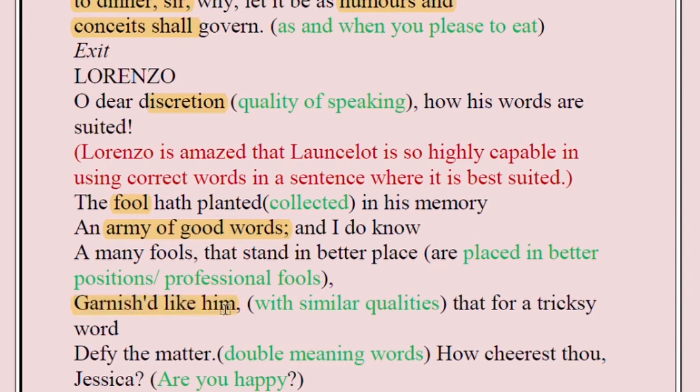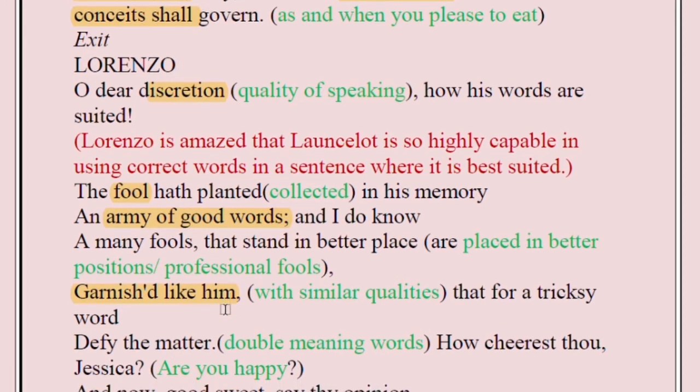So there are many fools like him who are placed in a much better position than him, but he is as capable as those men.